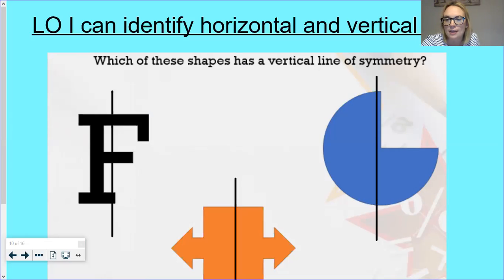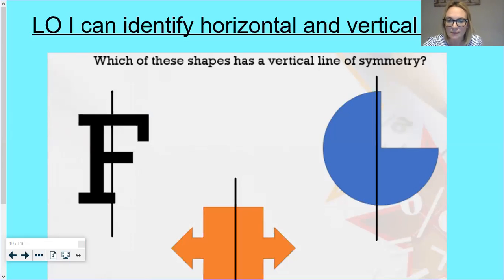Let's look at the kind of Pac-Man, the three-quarters of the circle, the blue shape. Is that symmetrical? Have we got a vertical line of symmetry there? Is it exactly the same on both sides of the vertical line? No, it's not, is it? It's got a chunk, a quarter, missing, so it's not the same. If it was a circle all filled in, then we would have a vertical line of symmetry.